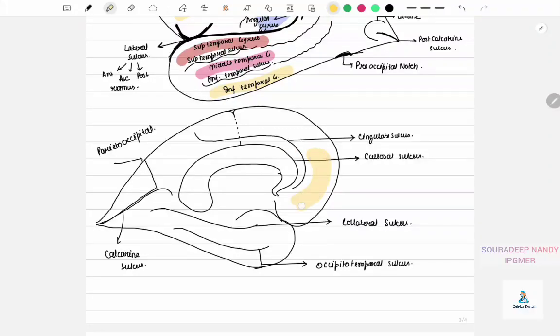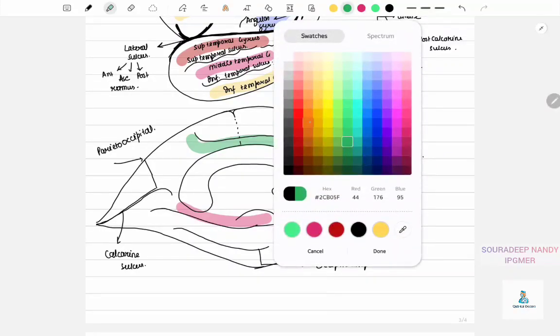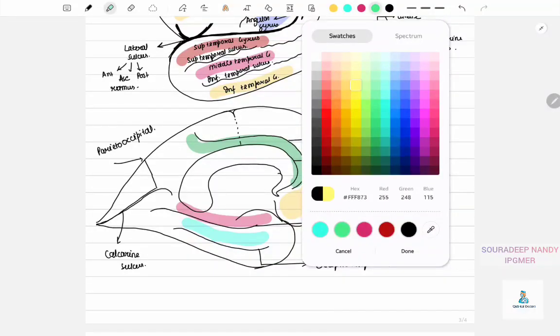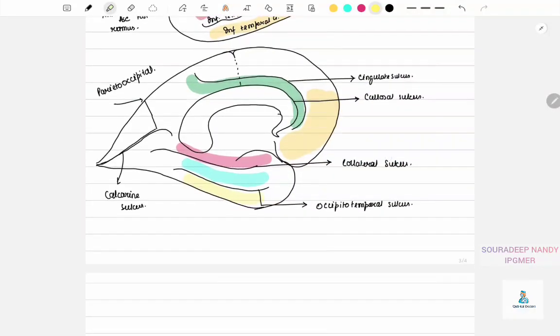So here we have the medial frontal gyrus. This is the cingulate gyrus. This is the parahippocampal gyrus within the collateral sulcus. Between the collateral sulcus and occipitotemporal sulcus there is the medial occipitotemporal gyrus, and beyond that there is the lateral occipitotemporal gyrus.